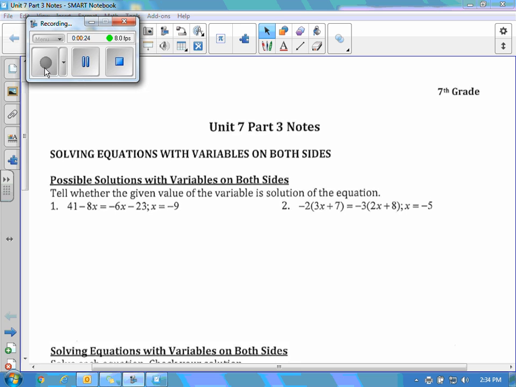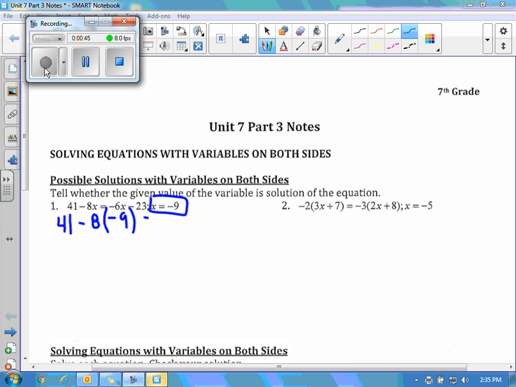So the directions say, tell whether the given value of the variable is a solution to the equation. So our first equation is 41 minus 8x equals negative 6x minus 23. And the solution that we're checking is x equals negative 9. So again, when we're checking solutions, that just means I'm going to plug in that solution for the variable. So I'm going to plug in negative 9 everywhere I see x.